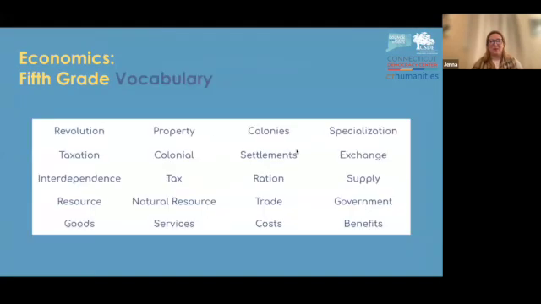So, our fifth grade vocabulary is all about building upon those words that we've had since our foundation in kindergarten. The first ones are revolution, taxation, interdependence, resource, goods, property, colonial, tax, natural resource, services, colonies, settlements, ration, trade, costs, specialization, exchange, supply, government, and benefits.